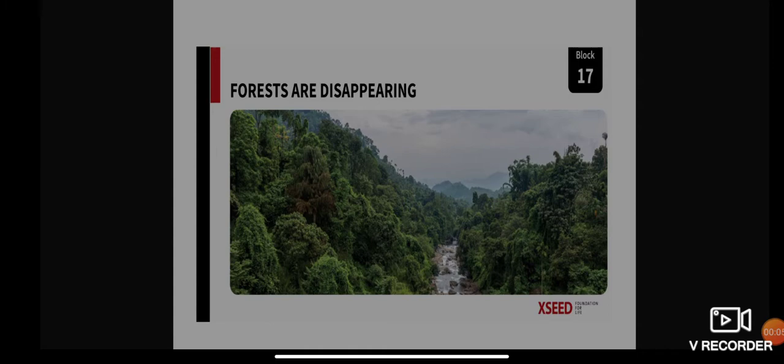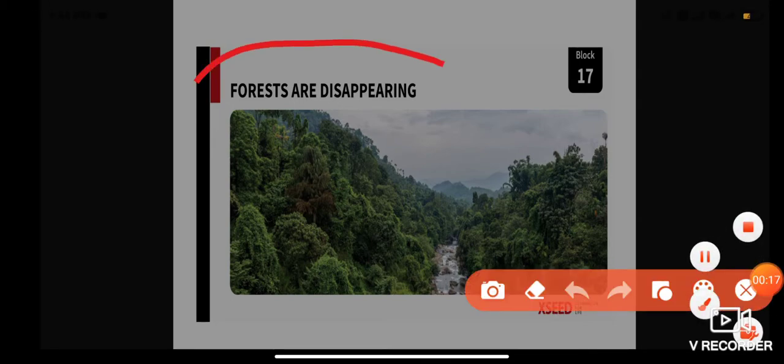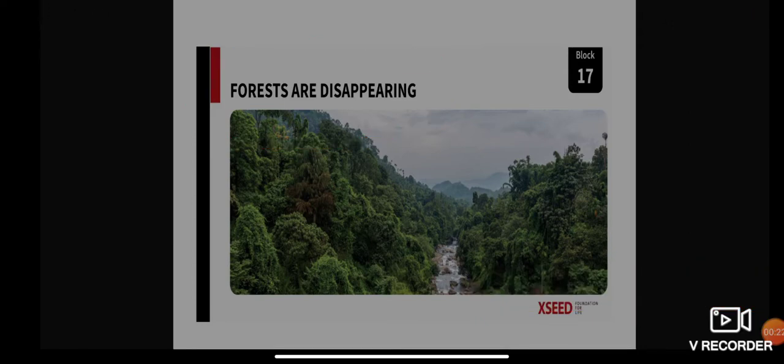So today we will start with the new topic under block 17. Forests are disappearing. So the topic of our discussion for today is forests are disappearing. This is the topic that we will learn today.